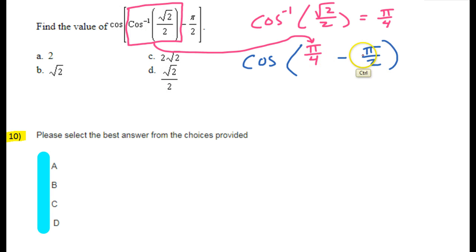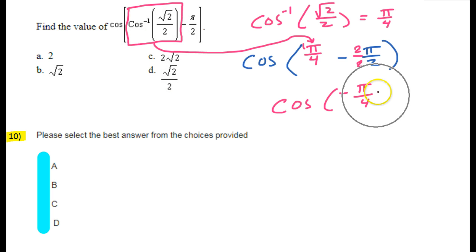Well, let's go ahead and subtract these two. All right, you know, we need like denominators, so we would multiply by 2 and multiply by 2. Okay, so this would be the same thing as 1 pi over 4 minus 2 pi over 4. So hopefully you can see that that's going to give you negative pi over 4. All right, 1 minus 2 is negative 1. So it's like negative 1 pi over 4. So we need to find the cosine of this.